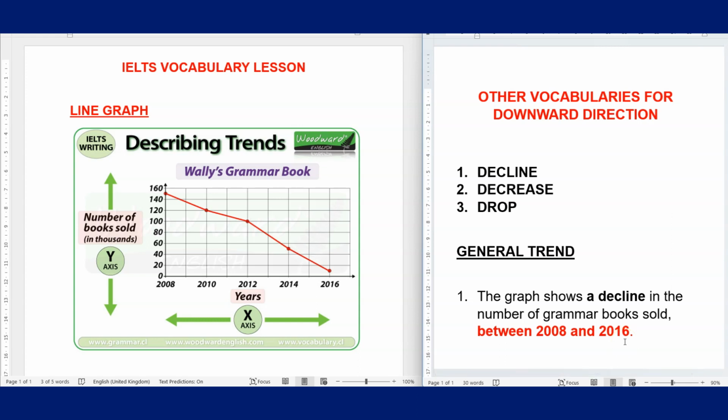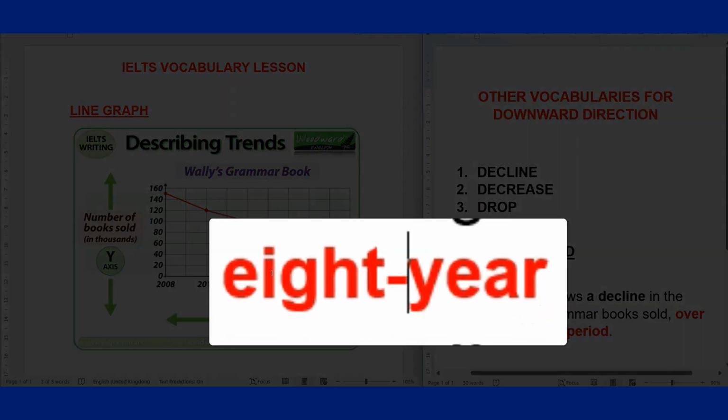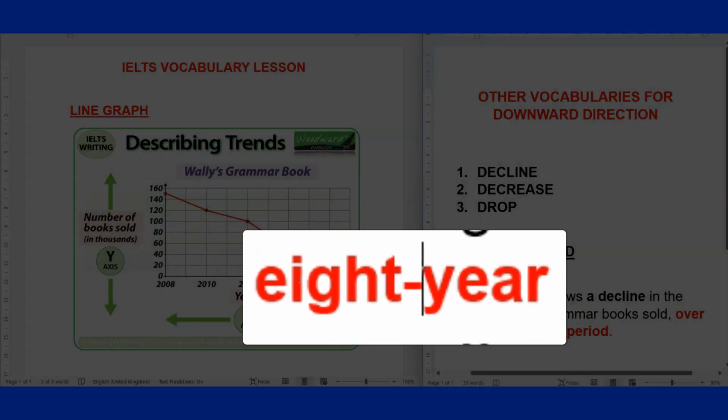We can say it this way. The graph shows a decline in the number of grammar books sold over an 8-year period. The difference between 2008 and 2016 is actually 8 years. Okay, so it is an 8-year period. Notice how we placed a dash in between the 8 and the year. Okay, we did not say 8 years period.